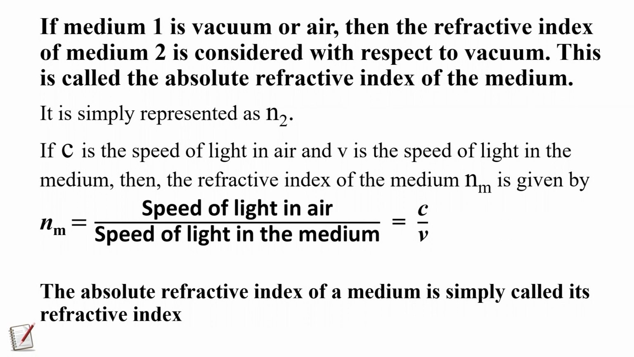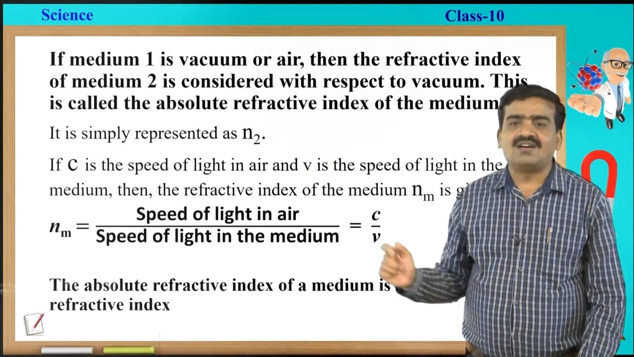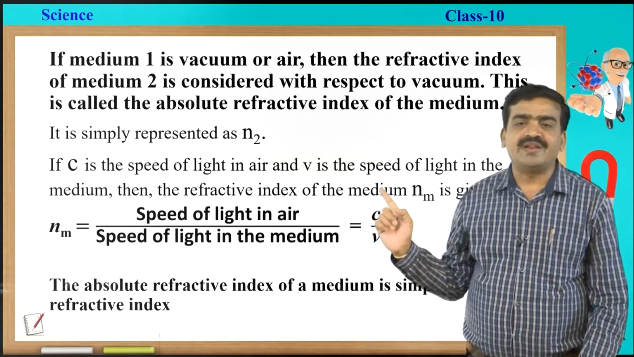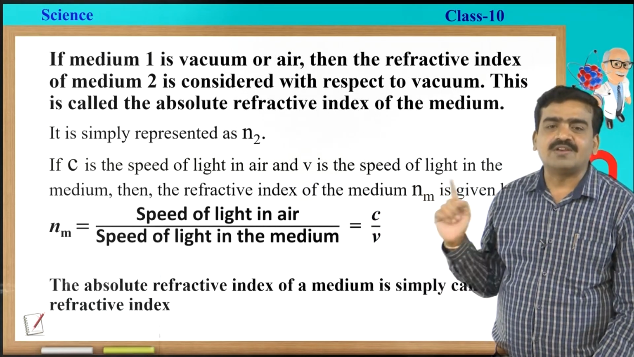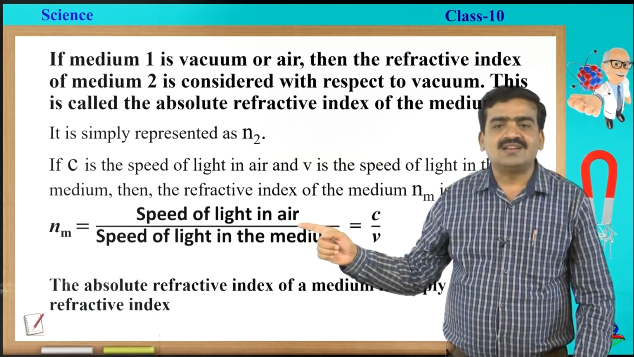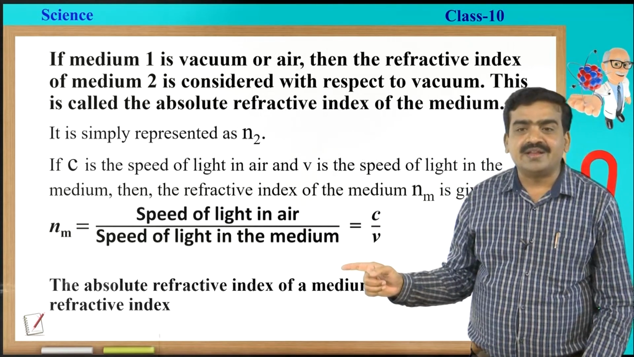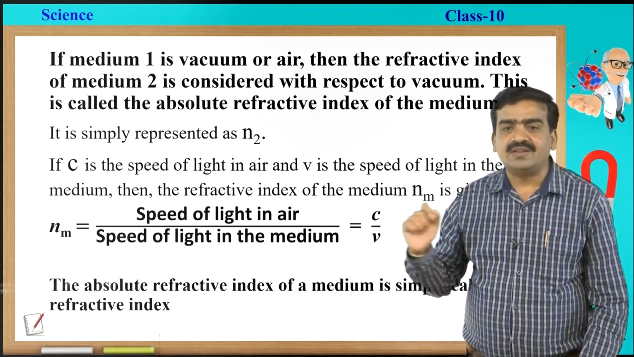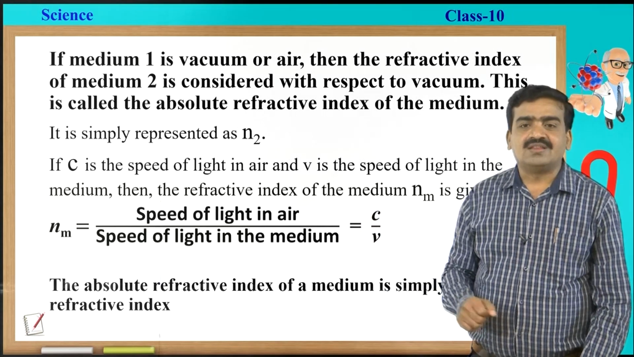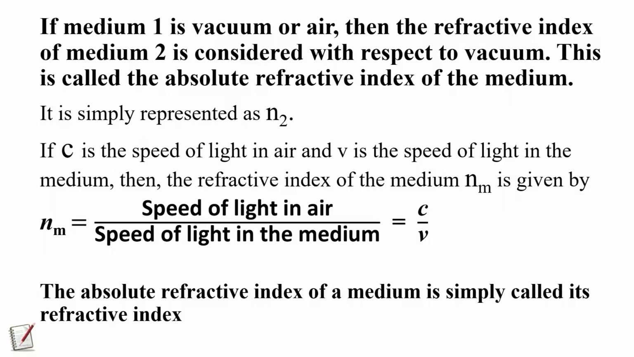My dears, if c is the speed of the light in air and v is the speed of the light in the medium, then the refractive index or absolute refractive index of the medium, nm, is given by speed of the light in air divided by speed of the light in medium, which is equal to c by v. Here the absolute refractive index of the medium is simply called refractive index.